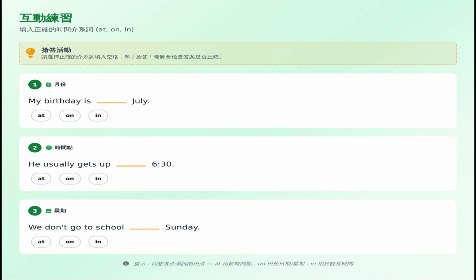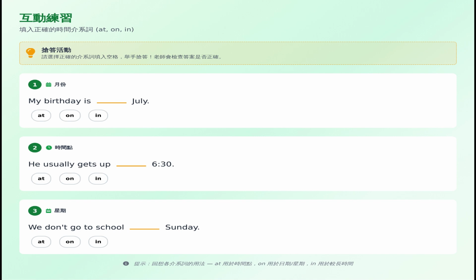Interactive exercise. Fill in the blanks with the correct prepositions of time: at, on, in. Quick answer. Please choose the correct preposition to fill in the blanks. Raise your hands. The teacher will check your answers. 1. Month. My birthday is blank July. The blank should be filled in with in.